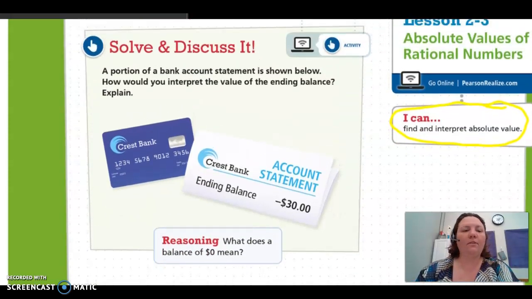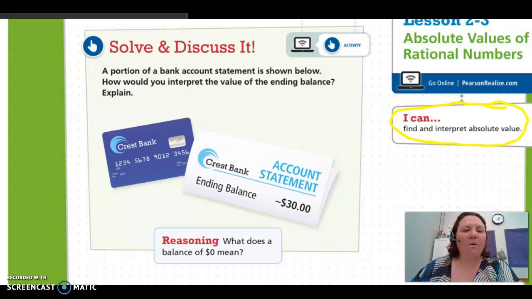And so if we look at our solve and discuss, please pause the video and take a minute to work through and think critically about this solve and discuss problem on your own. You can pause the video at any time now so that you can read through it and process it on your own, making notes in your math notebook as you work.